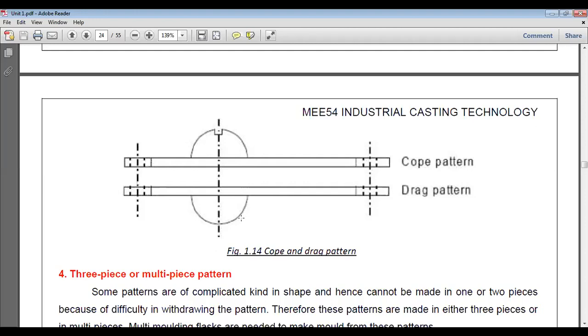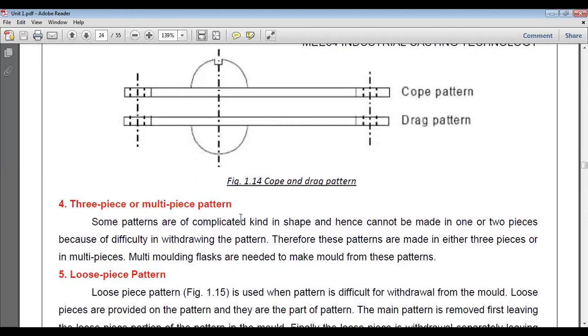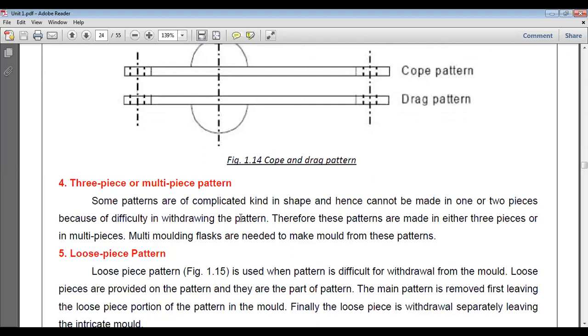And when we have more complicated shapes and geometries, then we have three-piece or multi-piece pattern. When the pattern cannot be made in two pieces, the whole pattern is made in three different pieces, and these three pieces are clubbed together to make a single pattern. So these patterns are made in either three pieces or multi pieces. Multi-molding flasks are needed to make a mold from these patterns.